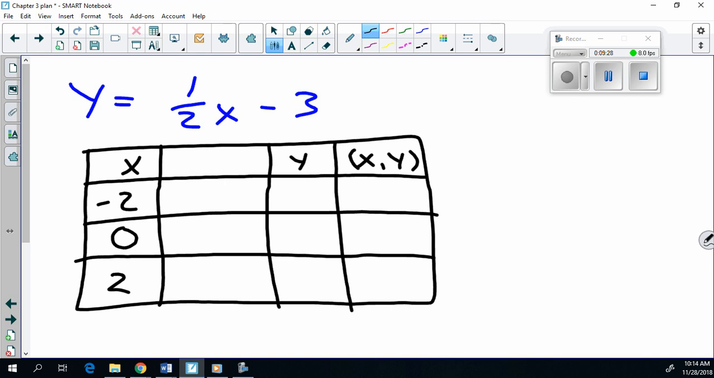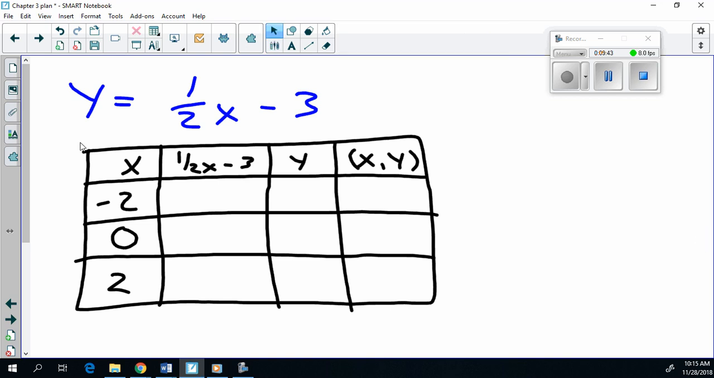So I'll pick a couple points that make sense, because then I could have one at the 0 and one above it and one below it to see what my straight line is going to look like. Okay? And so then I'm going to write the problem here, 1/2 x minus 3.